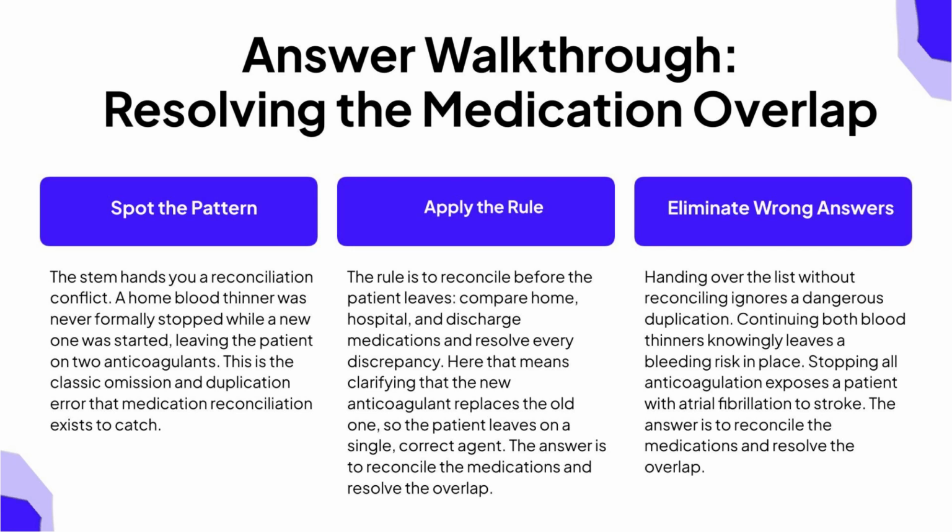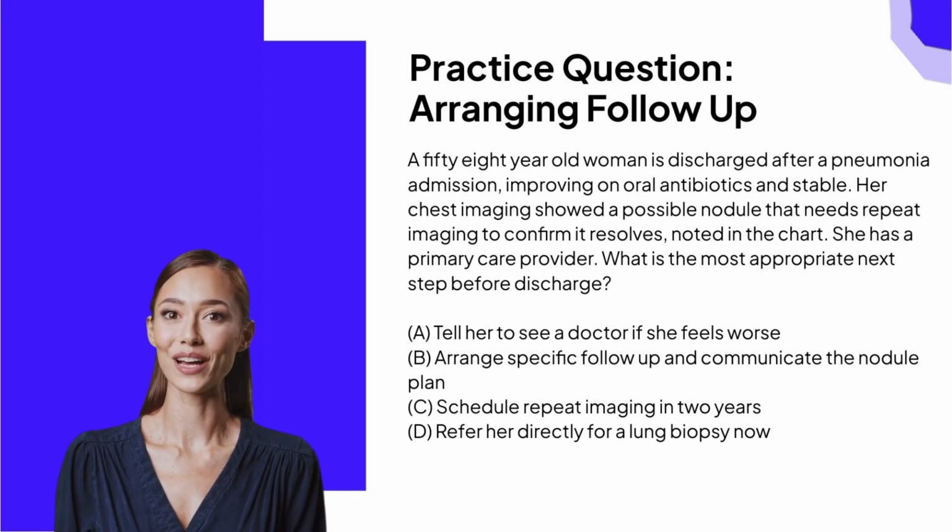Now eliminate the rest. Handing over the list without reconciling ignores a dangerous duplication. Knowingly continuing both blood thinners leaves a real bleeding risk. Stopping all anticoagulation exposes a patient with atrial fibrillation to stroke. The answer is choice B. Here is our second practice question, and it is about arranging follow-up.